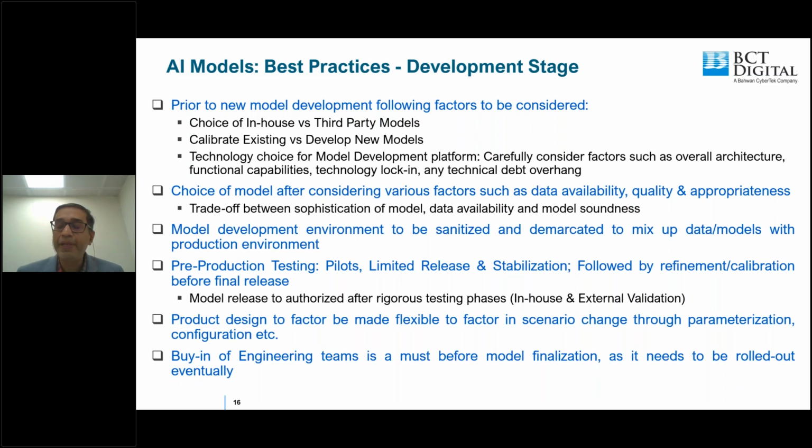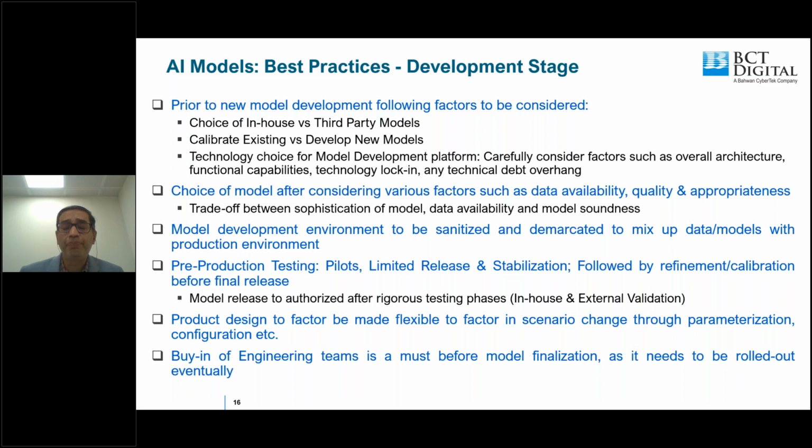And the model development environment should be thoroughly sanitized and demarcated, so that any intentional or unintentional mix-up of data from other environments, let's say the UAT environment, does not creep into the model. Had it been a linear model, again, as I said, you could have just managed it somehow. But with AI models, let's say you retrain on some junk data, the model gets retrained, you will have results which were not intended. So the sanitization has to be very carefully maintained.